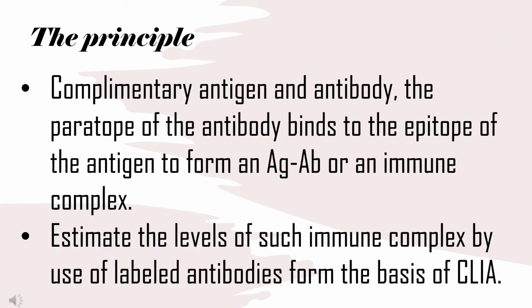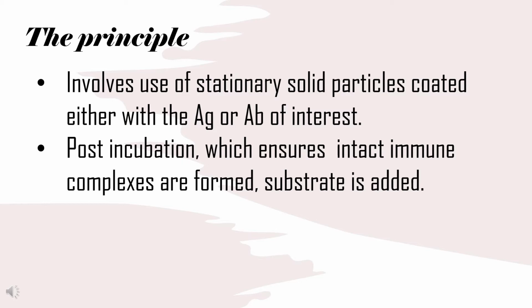The principle of the chemiluminescence immunoassay is that in the presence of the complementary antigen and antibody, the paratope of the antibody binds to the epitope of the antigen to form an AG/AB, or an immune complex. Then, estimating the levels of such immune complex by use of labeled antibodies forms the basis of CLIA. It also involves use of stationary solid particles coated with either the AG or AB of interest.